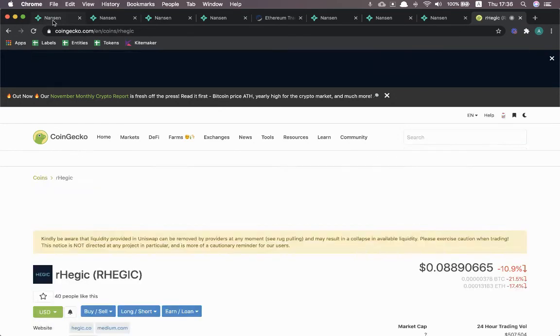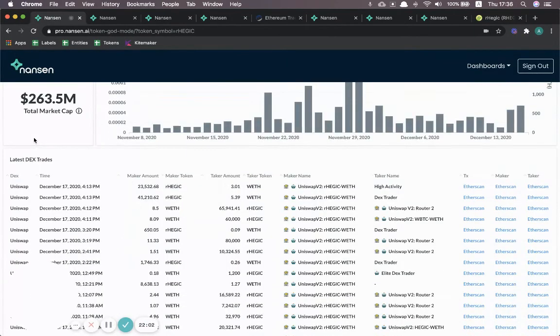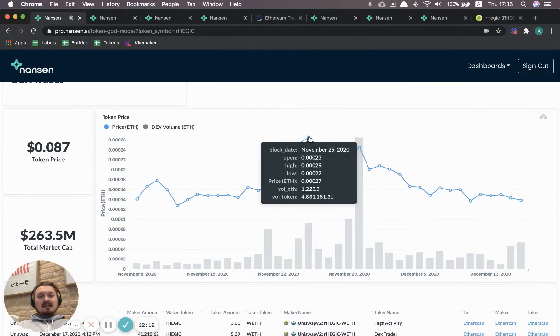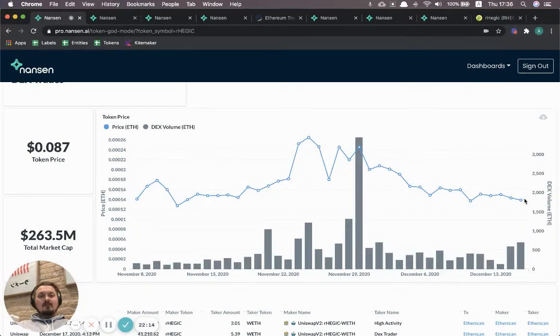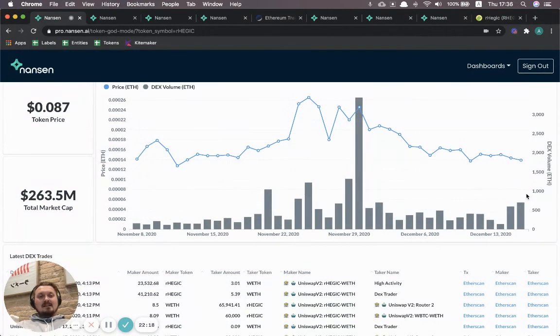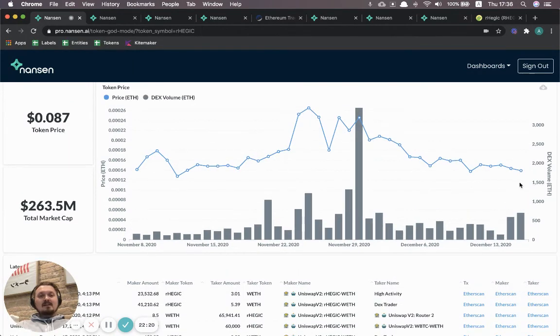So let's actually look at the price against Ether. So it's been going down quite a bit. It's not been dumping, but it's basically been falling since November 25th. But it's hard to say exactly why this is happening just from looking at the price.